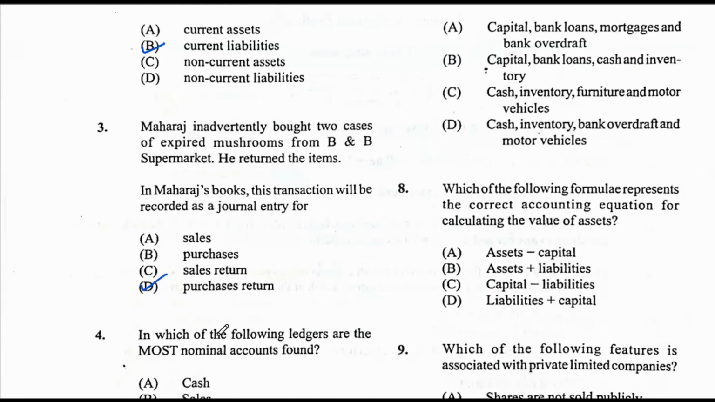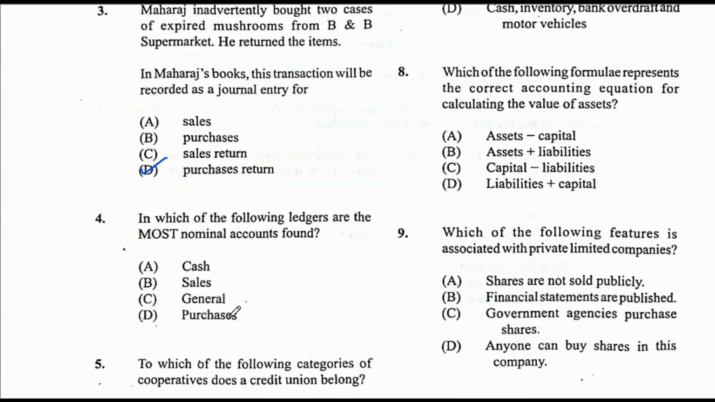Nice. Now moving on to question 4. In which of the following ledgers are the most nominal accounts found? Now nominal accounts, as you guys know, will include your expenses and your revenue accounts. And those accounts would normally appear in your general ledger.